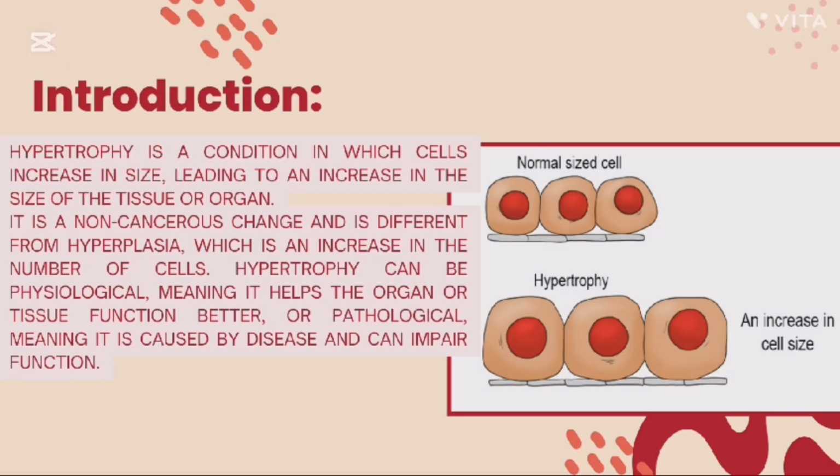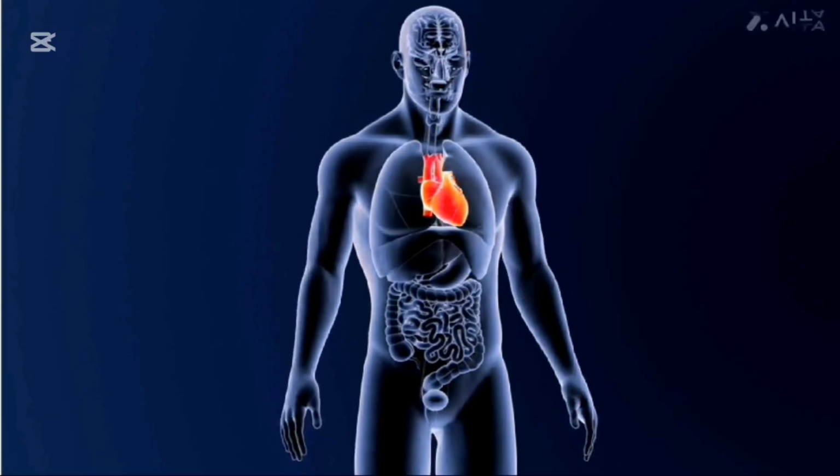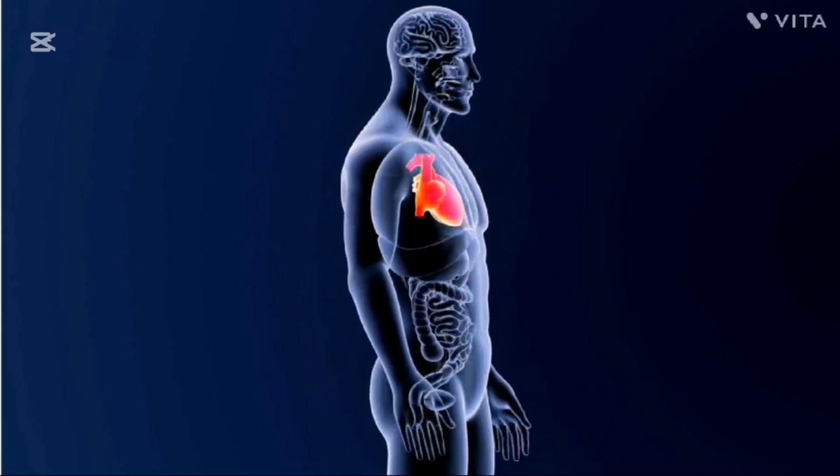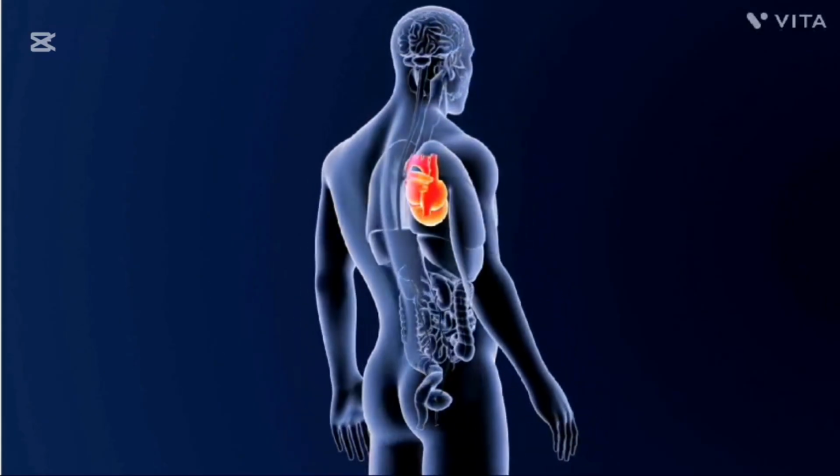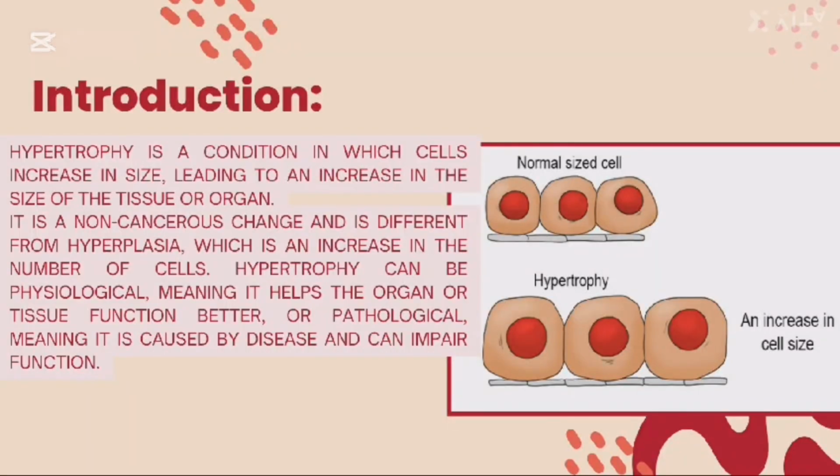I'll start with an introduction to hypertrophy, which is a condition in which the cell increases in size, leading to an increase in the size of the tissue or an organ. It is different from hyperplasia, which is an increase in the number of cells.